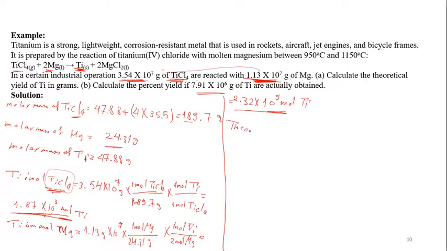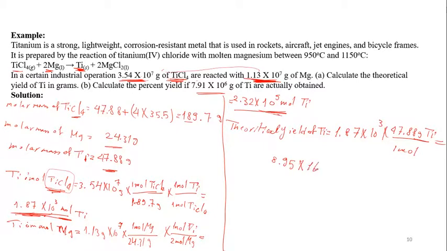So the theoretical yield of titanium would be equal to, first I need to convert that amount I obtained here, 1.87 multiplied by 10 to the power 3, if each mole of titanium contains 47.88 grams of titanium. This would be equal to 8.95 multiplied by 10 to the power 6 grams titanium. This means if I start with this amount of titanium tetrachloride, I obtain this amount of titanium. So this is my theoretical yield.